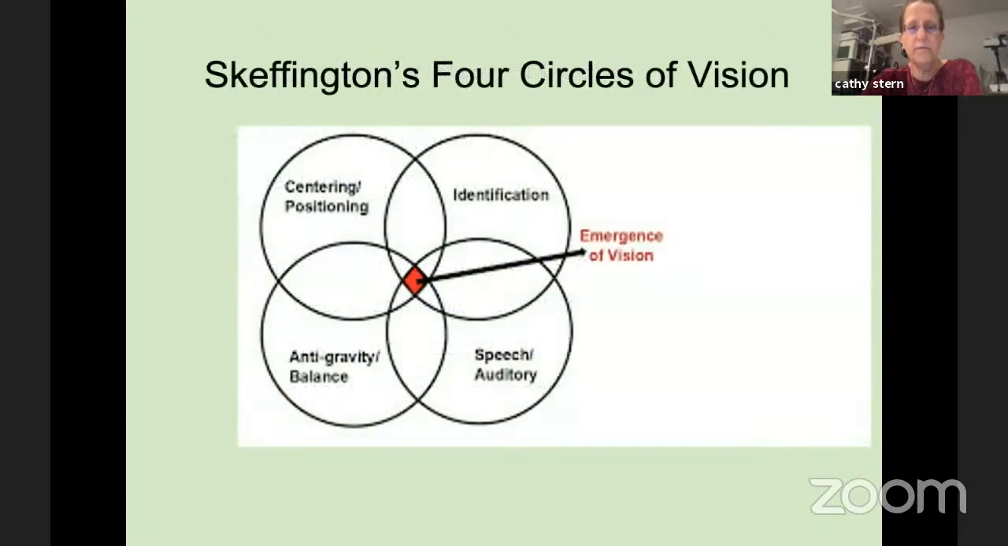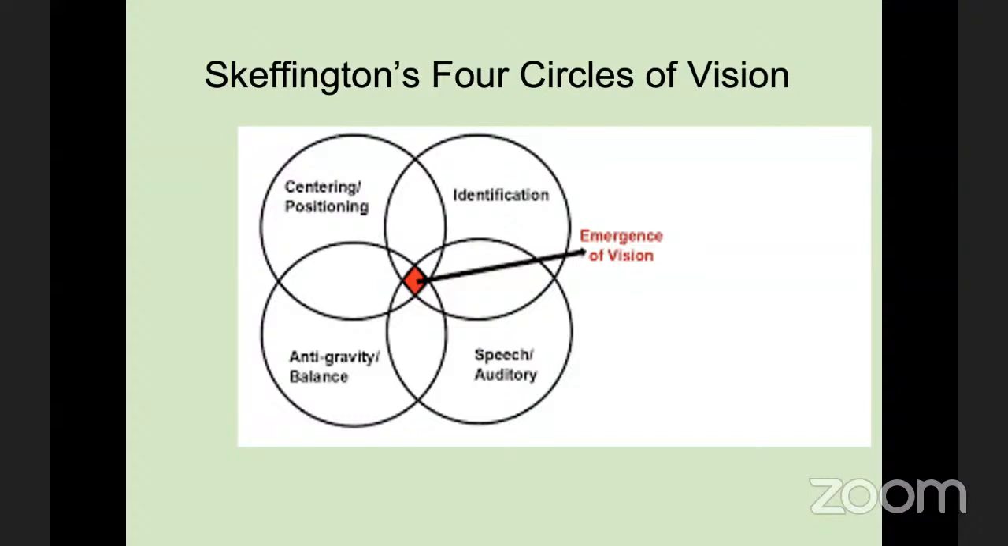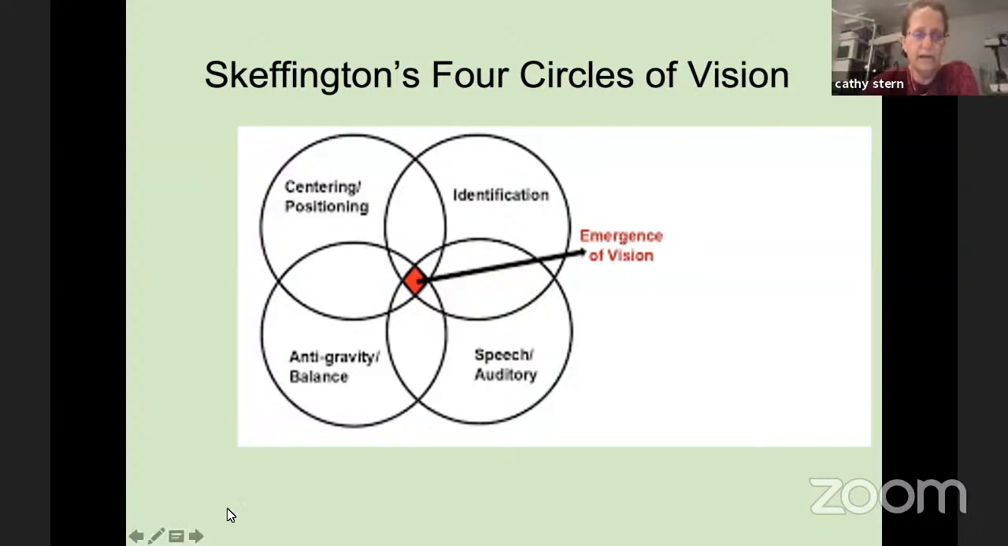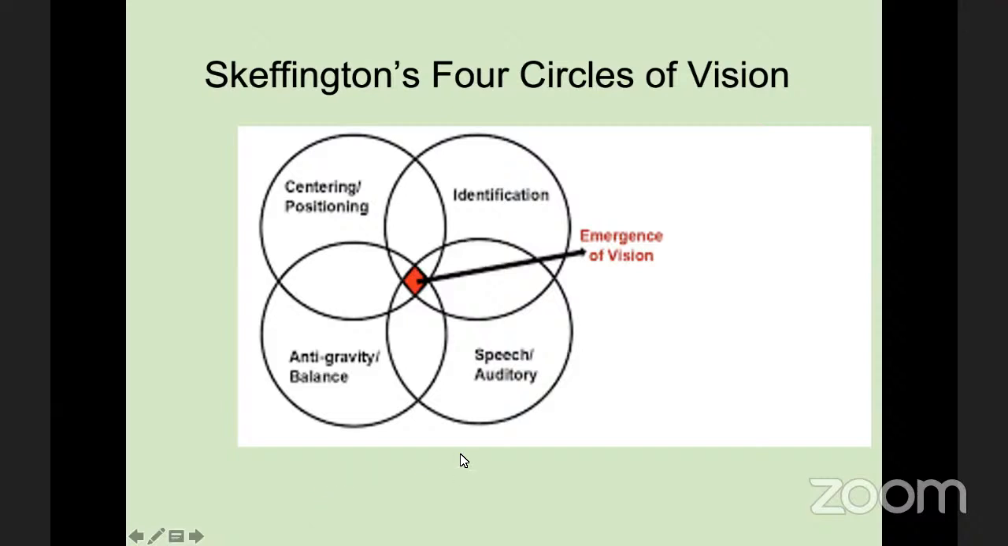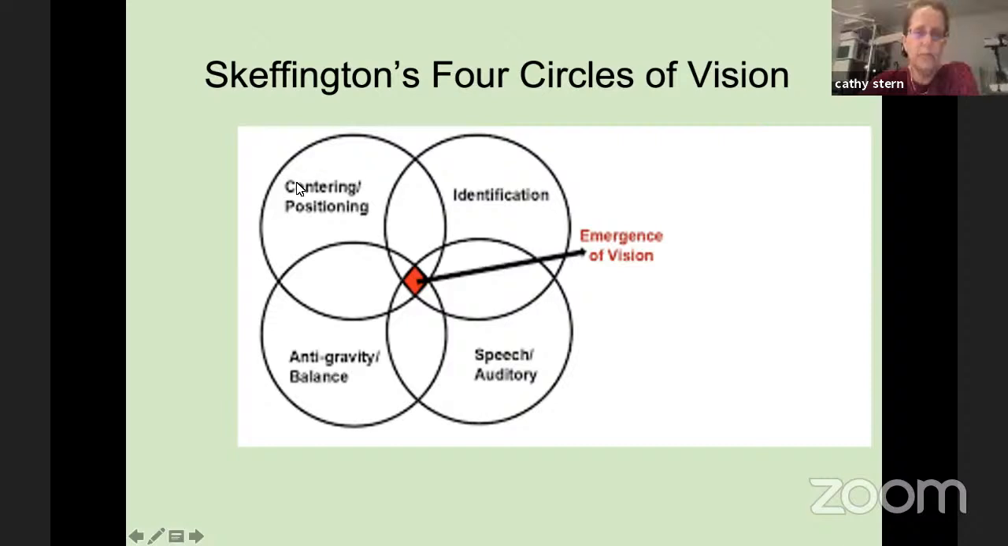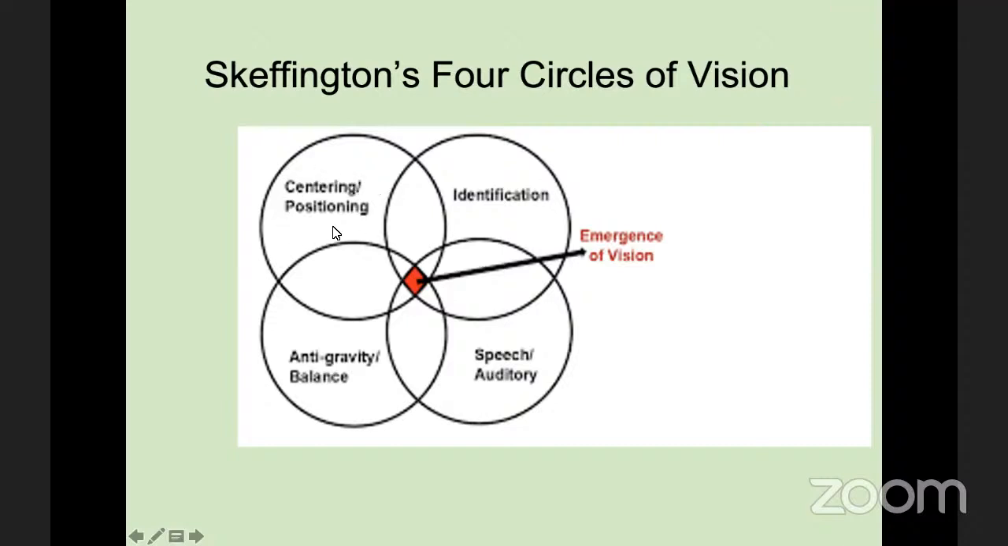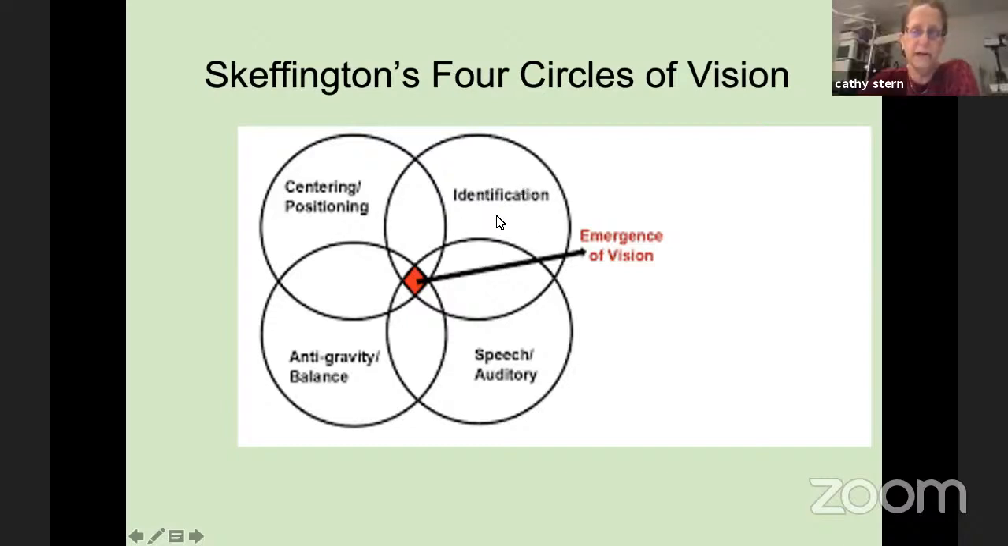Some of you have probably seen this before. This is Dr. Skeffington's 4 circles of vision. Basically what he was saying is that if we look at anti-gravity and our ability to balance in the world, and then we look at centering or positioning, which some people think of as encompassing convergence, and identification, which also includes accommodation, and the speech auditory process, which is that when we label things, it's another way of interacting with them, what comes out of that is something we call the emergence of vision.